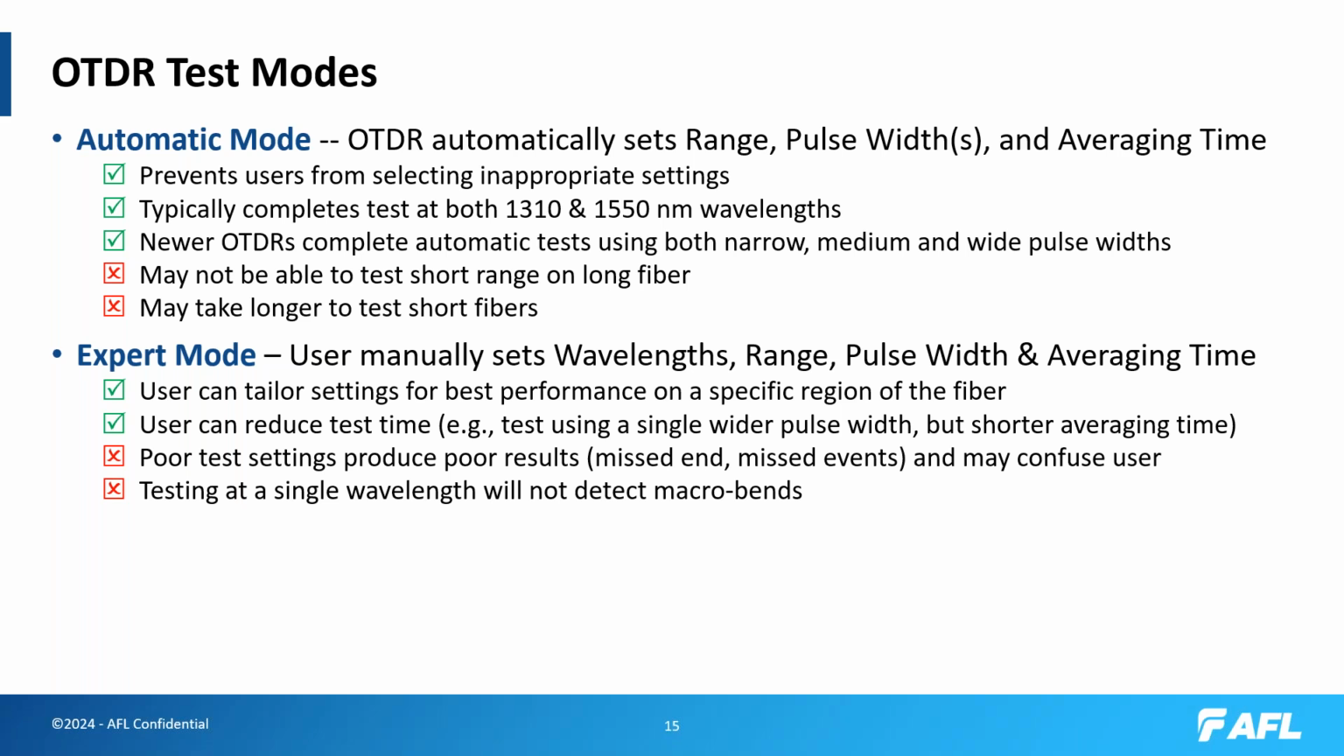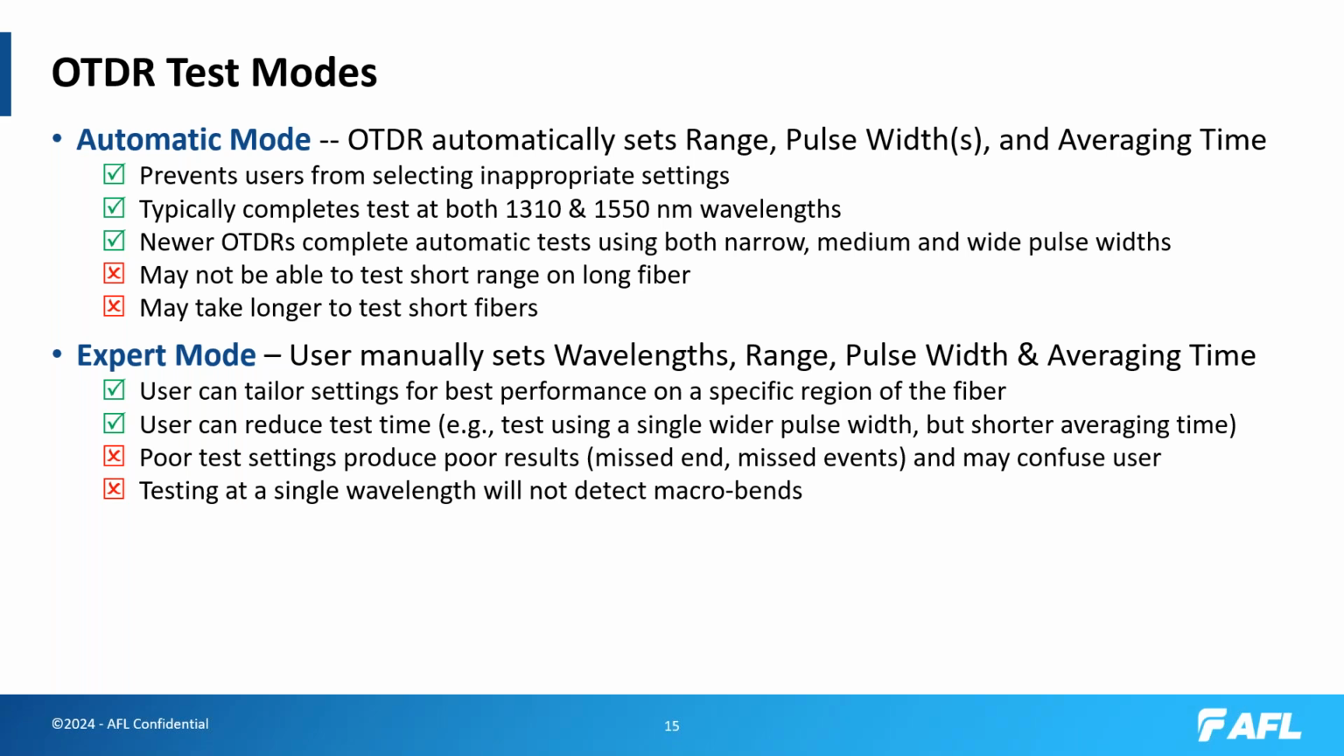Drawbacks here are poor test settings will produce poor results. For example, if you used a wide pulse width on a short fiber, you may have overlapping connections and you aren't able to see those as multiple events. And conversely, if you picked a very narrow pulse width on the longer fiber, the trace may drop into the noise floor before you reach the end, or the trace can get very noisy before the end and miss some events. So it can confuse a less experienced user.